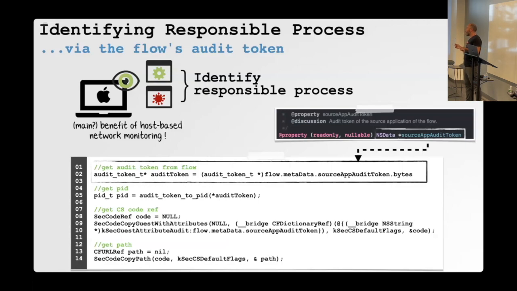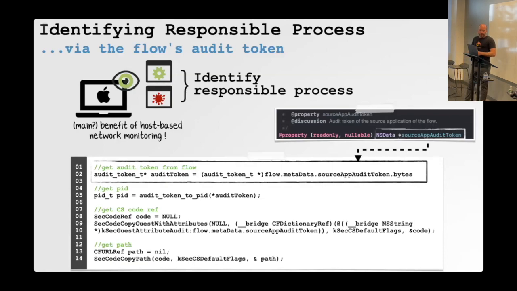Okay, at the beginning of the talk, I said, in my opinion, the main reason you should be doing host-based network monitoring is because it allows you to identify the process responsible for making that request, which then allows us to see if that's malware or not. But I haven't told you how to do that. Well, in that handle new flow method that's invoked anytime there's a new network request, one of the pieces you get is a flow object that has what is known as an audit token for the responsible process. An audit token is just a unique way to identify a process. It's a more secure alternative to a PID, or process ID.